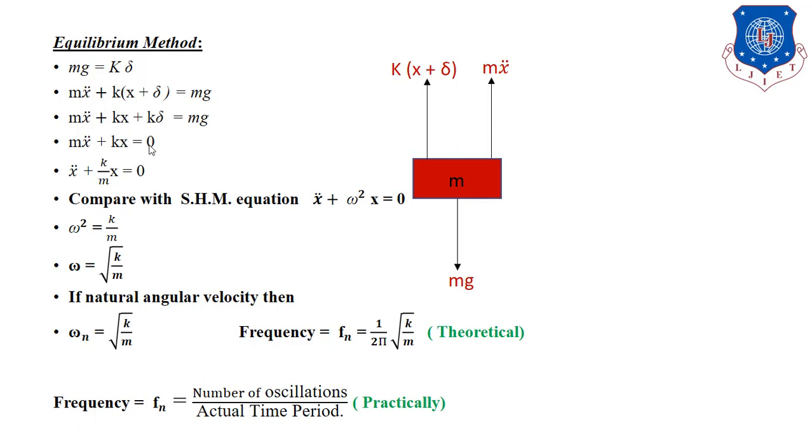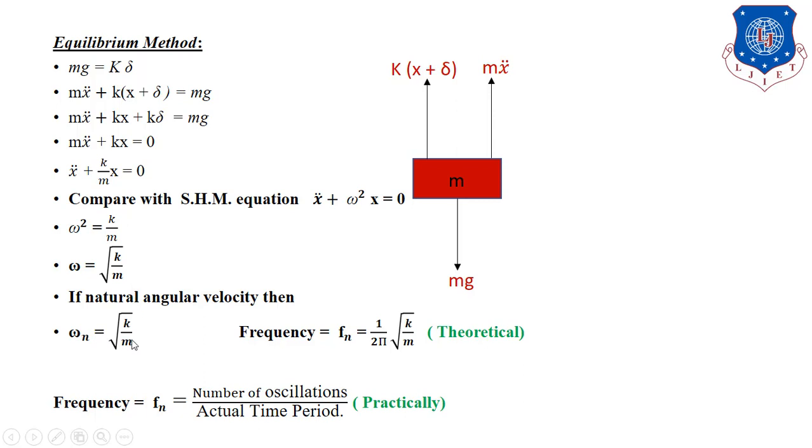Now we have to compare our equation with the standard equation of simple harmonic motion. So we set our equation to look like simple harmonic motion: x double dot plus k by m x is equal to 0. The simple harmonic motion equation is x double dot plus omega square x is equal to 0. Comparing these equations, omega square is k upon m, so omega is equal to under root k upon m. This is the natural angular velocity, omega n is equal to under root k upon m.